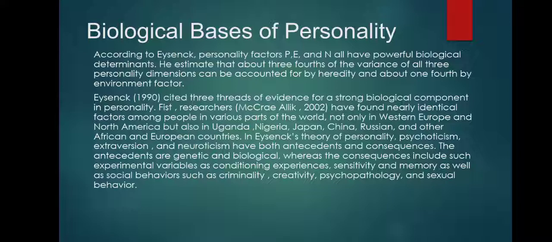In Eysenck's theory of personality, psychoticism, extraversion, and neuroticism have both antecedents and consequences. The antecedents are genetic and biological, whereas the consequences include such experimental variables as conditioning, experience, sensitivity, and memory, as well as social behaviors such as criminality, creativity, psychopathology, and sexual behavior.